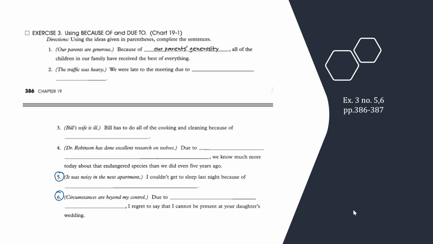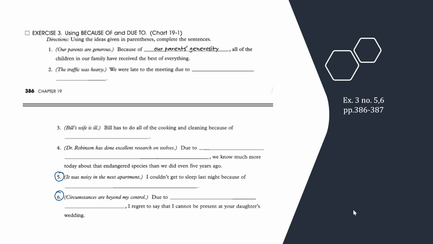Okay, now we come to number 5. It was noisy in the next apartment is the idea given. I couldn't get to sleep last night because of blah blah. So from the idea, it was noisy in the next apartment, it must be changed into a phrase because there is a phrasal preposition because of. After because of must be a phrase. So from the idea in the form of a clause, it was noisy in the next apartment, it must be changed into a phrase like the noise in the next apartment. So I couldn't get to sleep last night because of the noise in the next apartment.